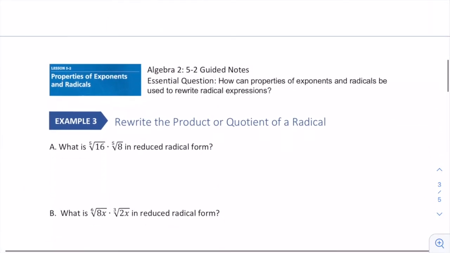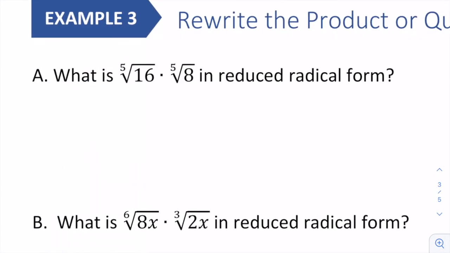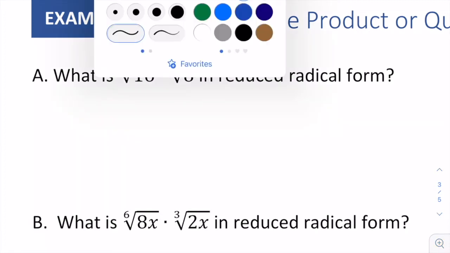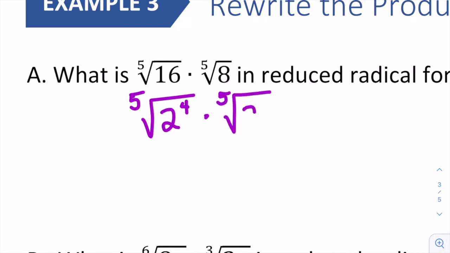Now for example 3, we're going to rewrite the product or quotient of a radical. So here we have the 5th root of 16 times the 5th root of 8. They are both powers of 2. So what we could do is rewrite this as the 5th root of 2 to the 4th times the 5th root of 2 cubed. And we could put those together.